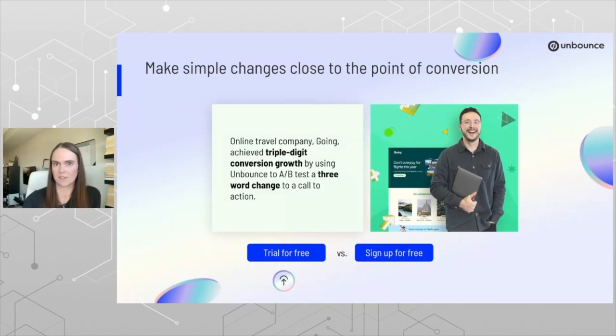So trial for free was the winning variant, which led to a 104% increase in trial starts month over month. And the impact of this from Going's perspective was that the experiment, as small as it was, legitimately changed the way that they were able to spend on media. Their conversion rate through paid channels is now higher than organic for the first time ever.